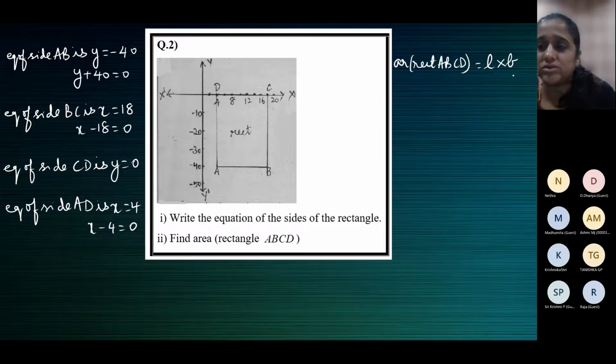L into B square units, children. I don't have place, so I'm writing it down here. L into B square units. Don't write it below. I don't have place, so I'm writing it down.